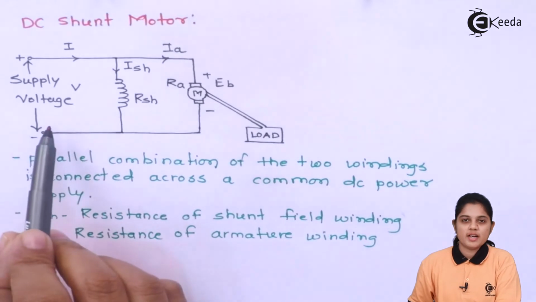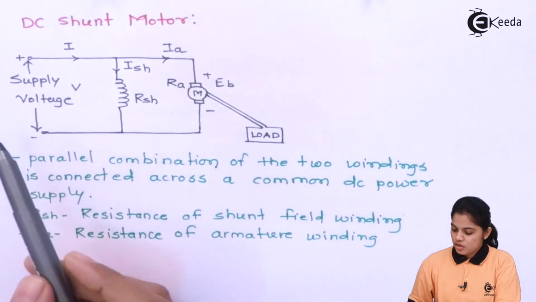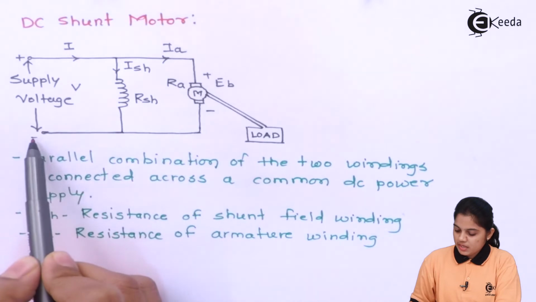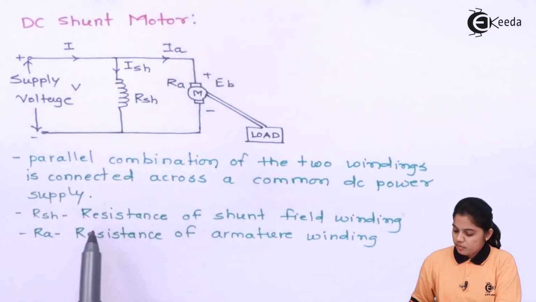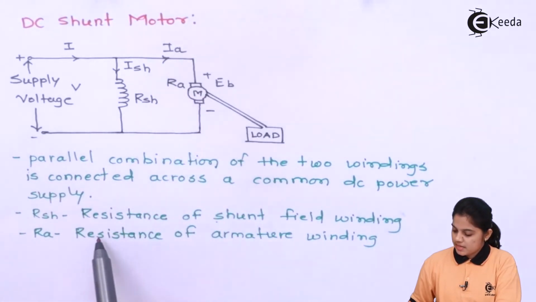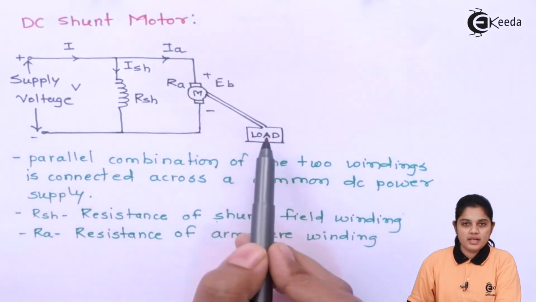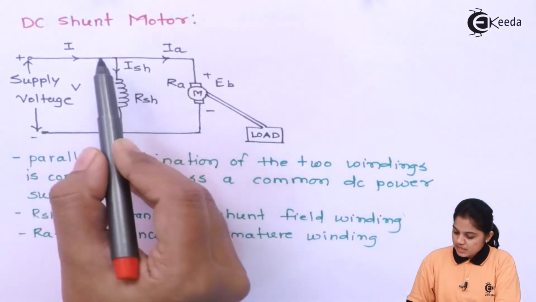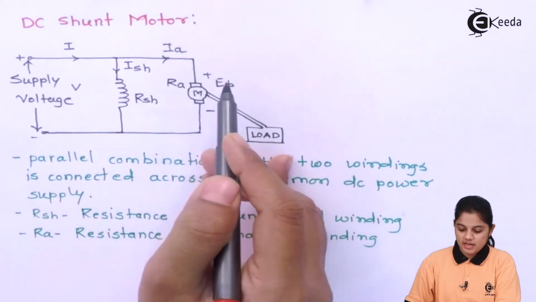Here we have a diagram which represents the DC shunt motor. Shunt is nothing but a parallel connection. Here you can see the supply voltage is given, the plus is connected over here and the negative terminal of the voltage is connected over here. RSH is the resistance of the shunt field winding, and RA represents the resistance of the armature winding. For the armature, the load is connected, which is to be driven by the energy produced at the armature. So this area is the field area and this area is the armature area.